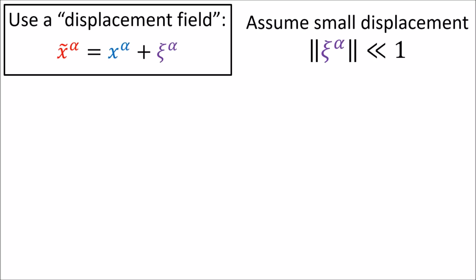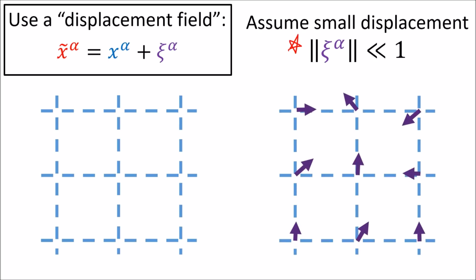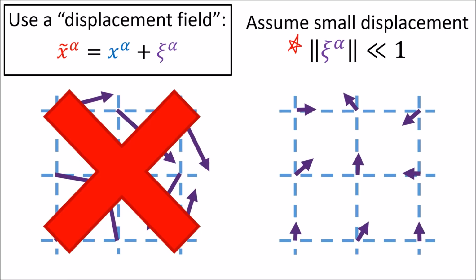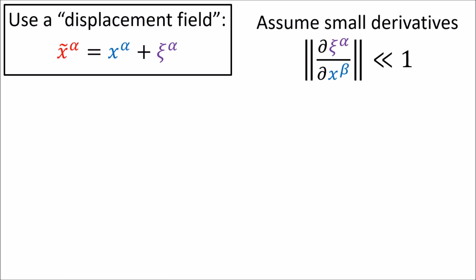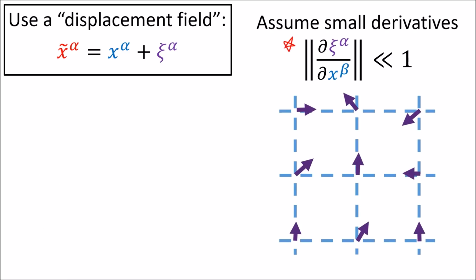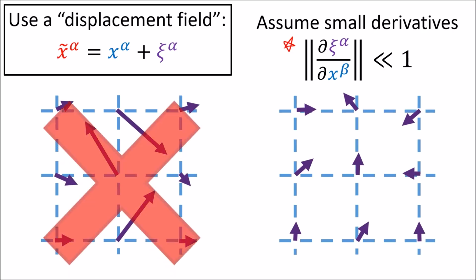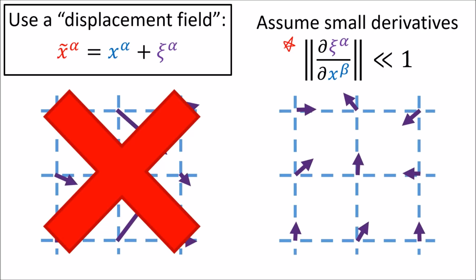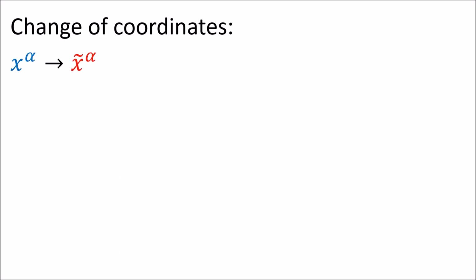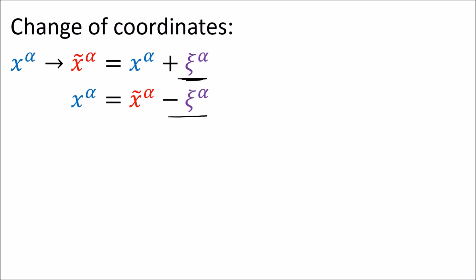Now we're going to assume these psi displacements are small, so the coordinates never move too far away from their original position. We're also going to assume the derivatives of psi are small, so that there are no drastic changes in the displacement. So to get x tilde, we just take x and add psi. And to do the coordinate transformation in the reverse direction, to get x, we just take x tilde and subtract psi.